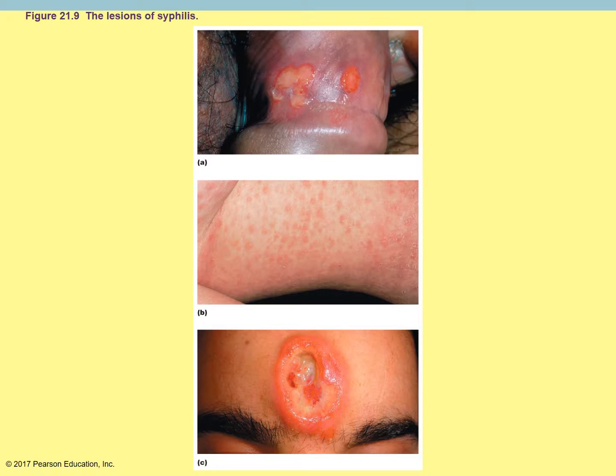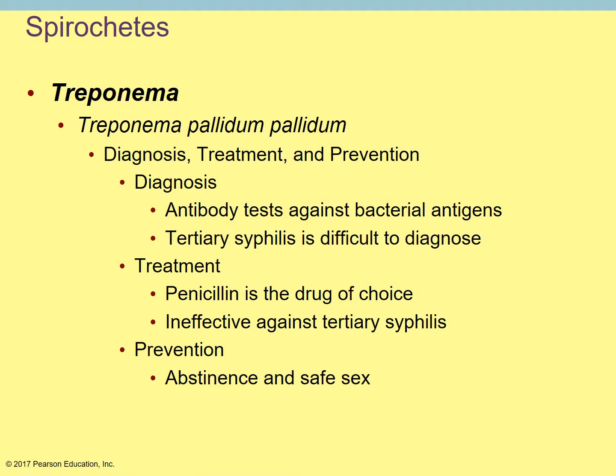This picture is showing different areas of the body and some of the lesions that are caused by syphilis. For diagnosis, there's an antibody test that can be run. Tertiary syphilis can be somewhat difficult to diagnose. For treatment, penicillin would be the drug of choice. Prevention: abstinence, or safe sex practices.